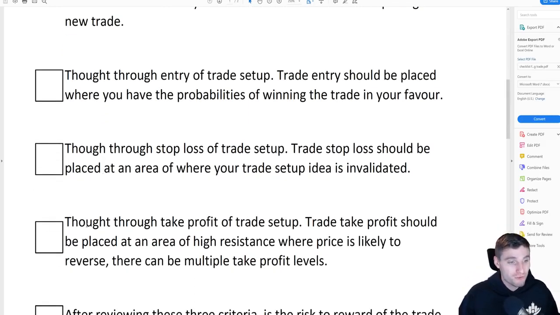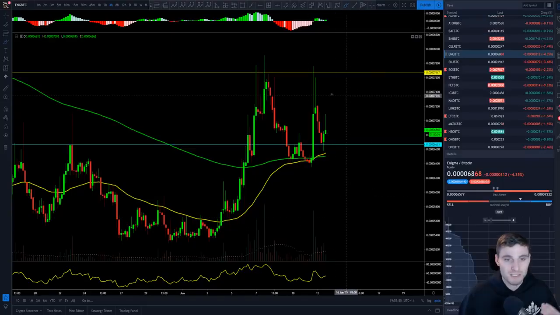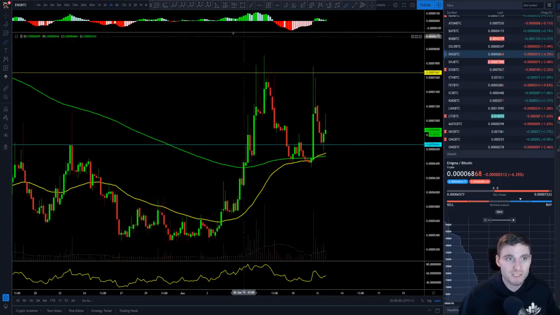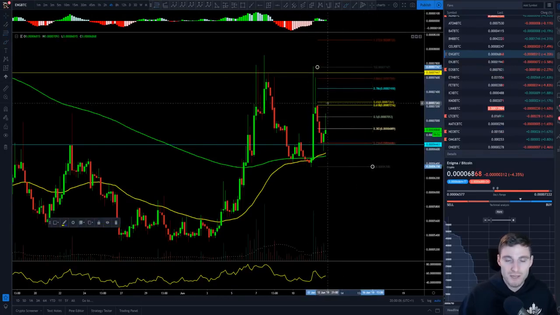Point number 3, that you've thought through the take profit of the trade. Take profit should be placed at an area of high resistance where price is likely to reverse. There can be multiple take profit levels. So for example, if you're looking at this, you would say your take profit level is the weekly resistance. But you could have a medium take profit level, or a take profit 1, high to low. You could say, for example, your take profit 1 is the 618 resistance. Or you could say 382, 618, then close out at the weekly. So then you have 3 take profit levels within that setup.